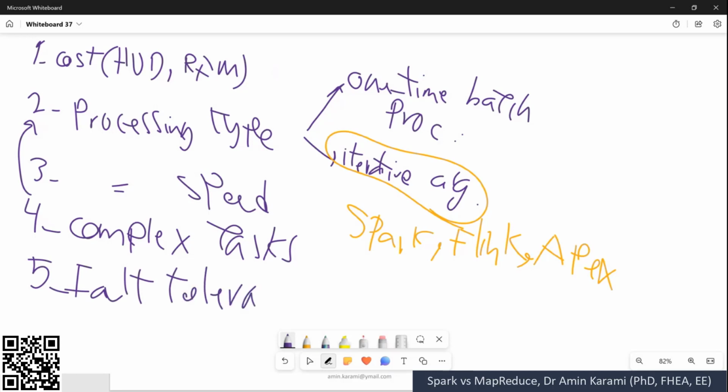All right. So another consideration here would be fault tolerance that we need to consider for MapReduce and Spark. So let's say, for example, if fault tolerance is a very critical measurement in your application, then a framework like Hadoop MapReduce might be a better choice. Why? Because it provides a built-in fault tolerance mechanism.